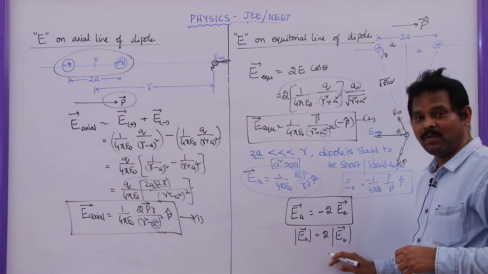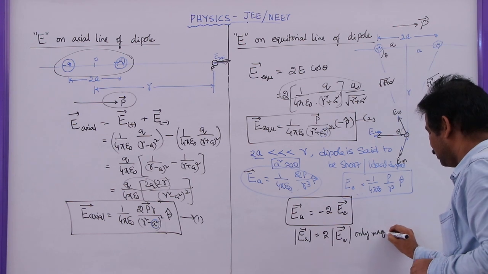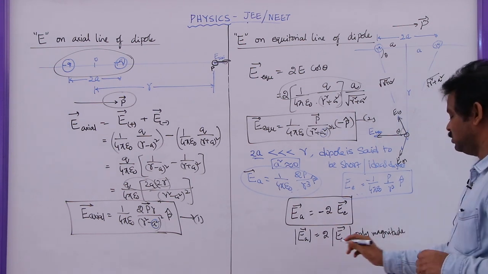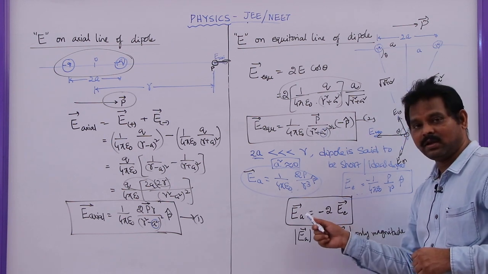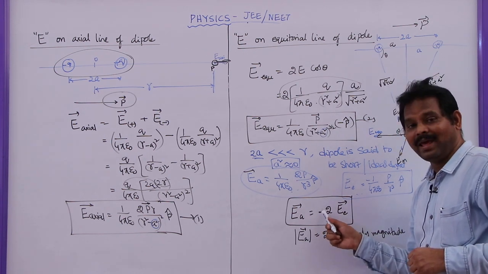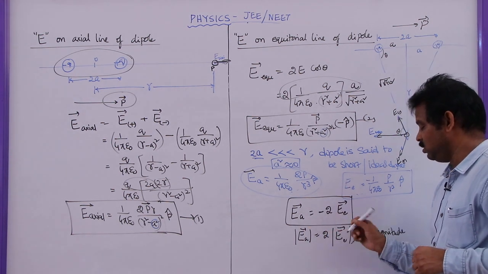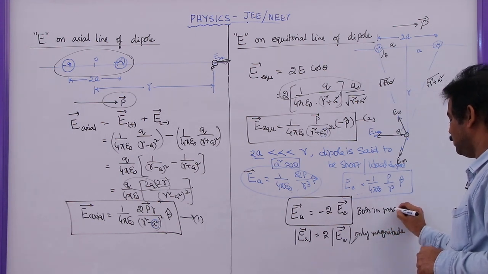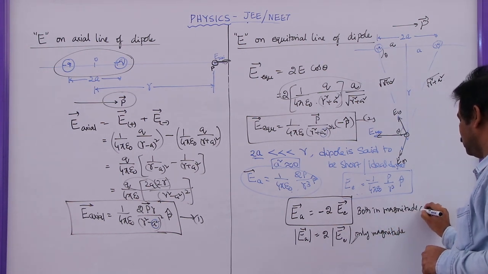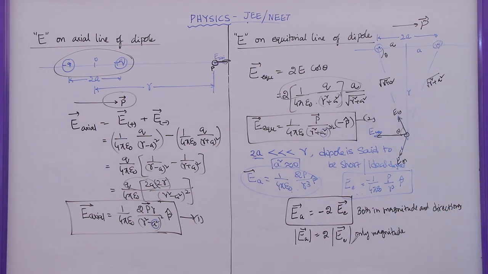Here we are comparing only the magnitudes. The electric field on the axial line is twice the electric field on the equatorial line. But if you want to take the signs, that means the directions, into consideration, then E_A is equal to minus 2 E_E, both in magnitude and direction.